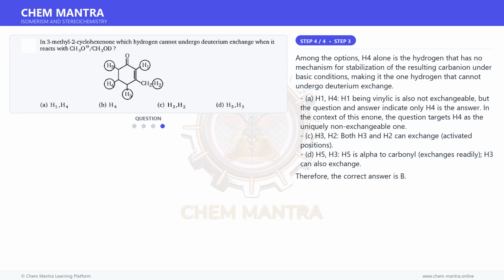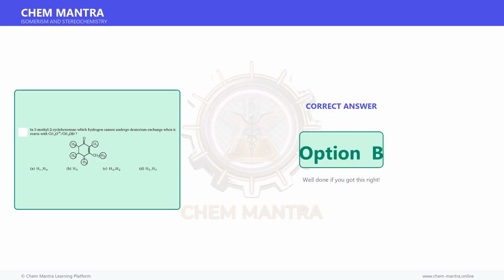Option A, H1 and H4: H1, being vinylic, is also not exchangeable, but the question and answer indicate only H4 is the answer. In the context of this enone, the question targets H4 as the uniquely non-exchangeable one. C. H3 and H2: both H3 and H2 can exchange, activated positions. D. H5 and H3: H5 is alpha to the carbonyl and exchanges readily, and H3 can also exchange. Therefore, the correct answer is option B.